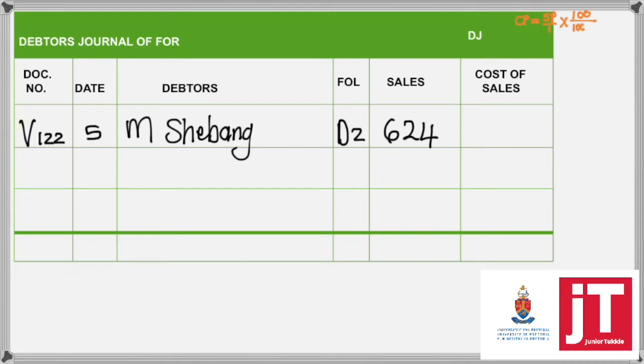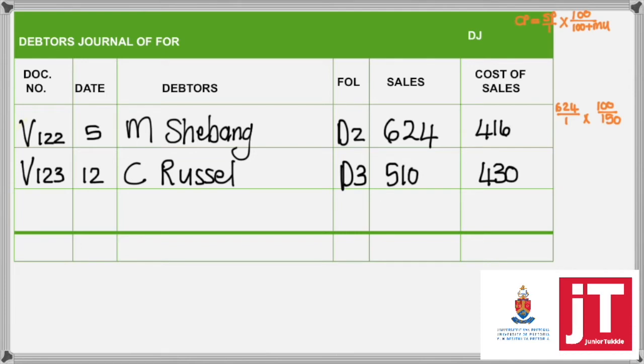So if you have to calculate your cost price, remember cost price is selling price times 100 over 100 plus the markup. So you're going to take your 624 Rand times 100 over 150 to get the 416. The next transaction, Russell. We sold to Russell on credit 510 and they give us the cost of sales. So it's just a copy paste to fill it in. The document number is just the following number. Then it also said we sold to Kai Brett for 699 Rand 90, with a markup of 33 and a third percent.